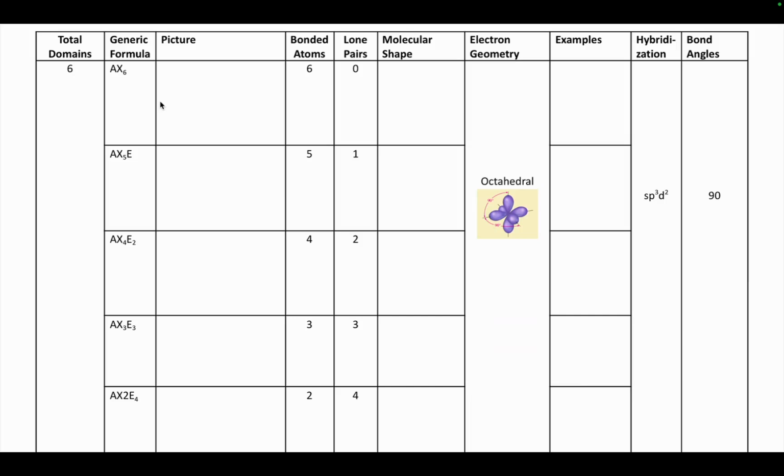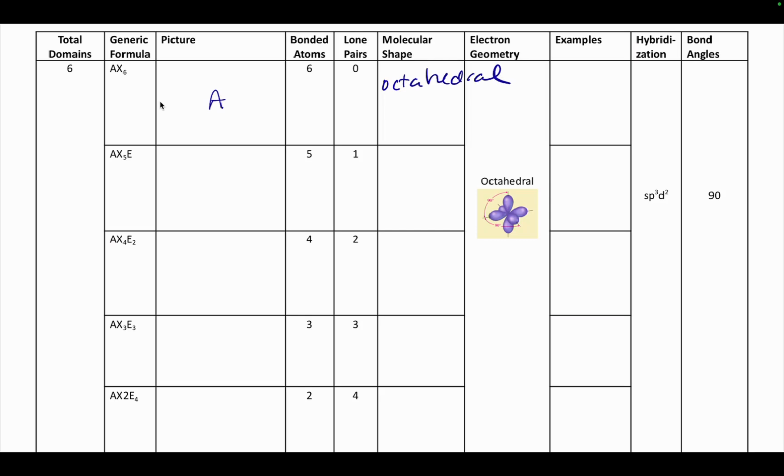AP chemistry video. This is part 3. We're going to be talking about molecular shapes that have an octahedral geometry, and that means it has 6 total domains. So our first example is going to be octahedral in shape also.